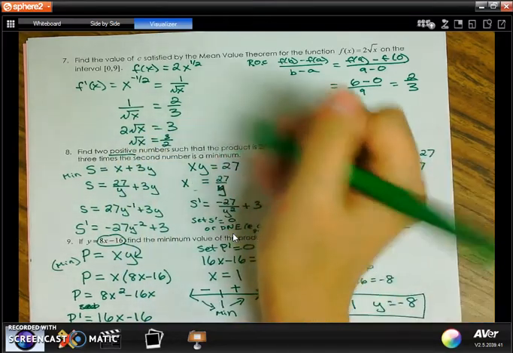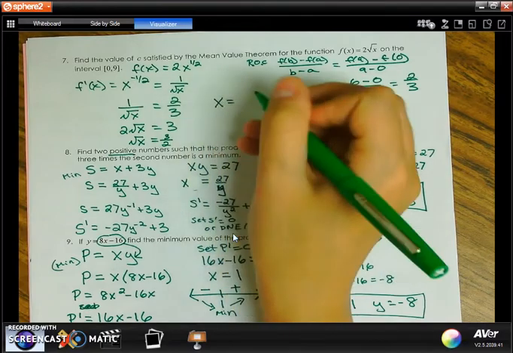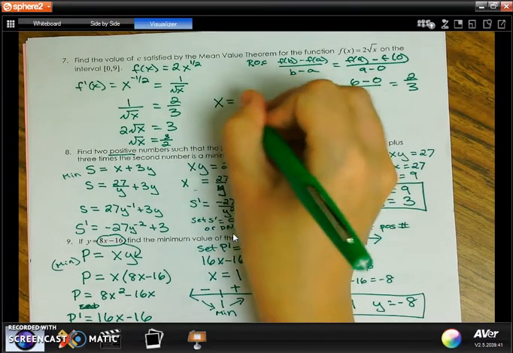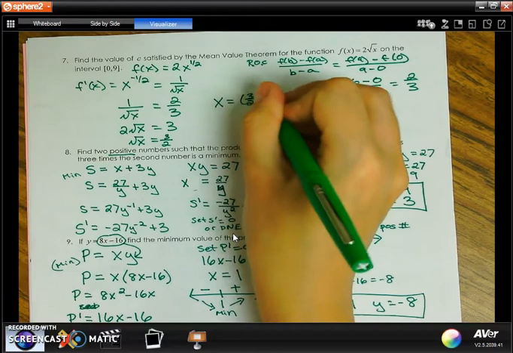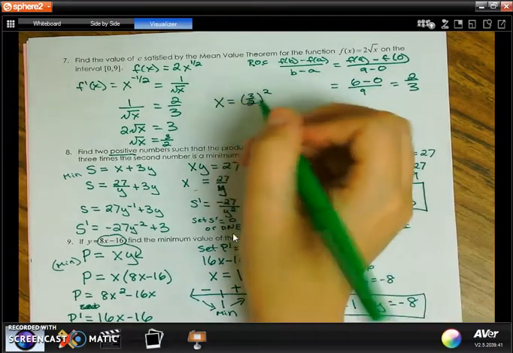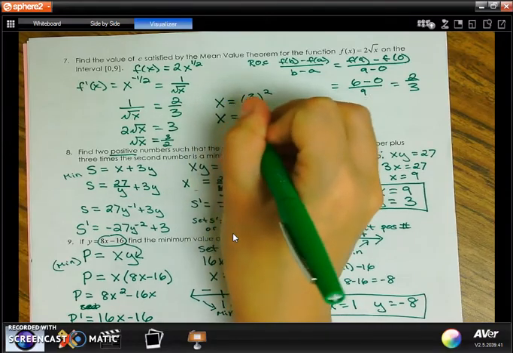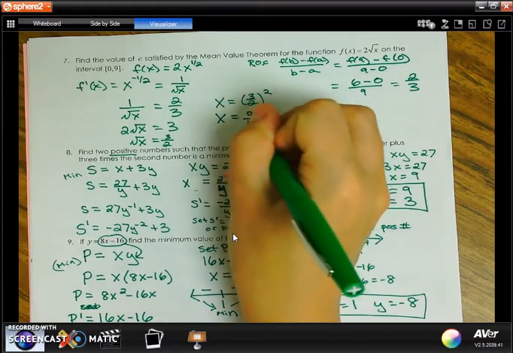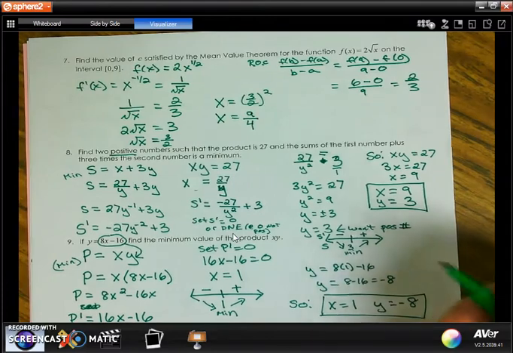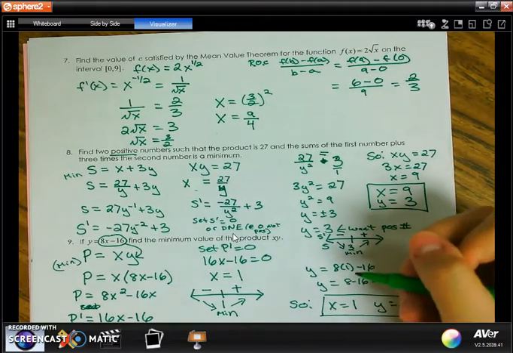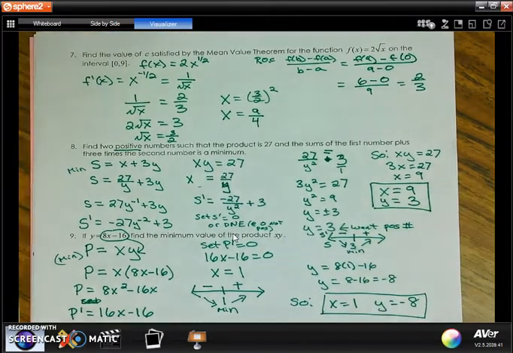And then you square both sides, so you end up with x equals this quantity squared. And remember, when you're squaring this, you have to square the numerator and the denominator. So my final answer is going to be 9/4, and that would be the value of c. And again, I would definitely make sure you know how to do something like that, because that one for sure shows up on the test.